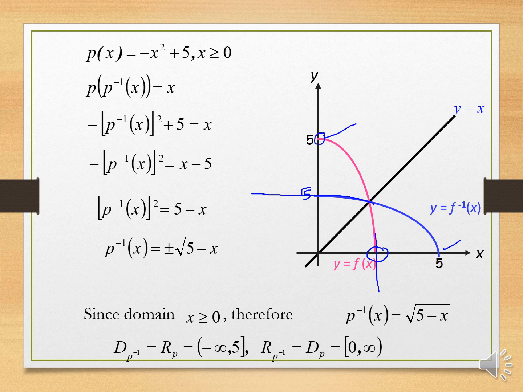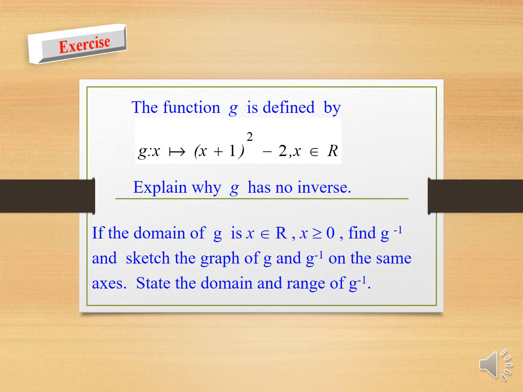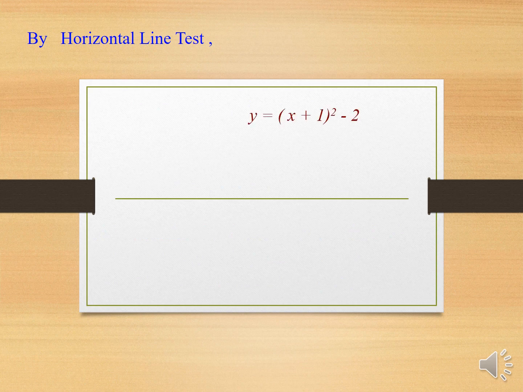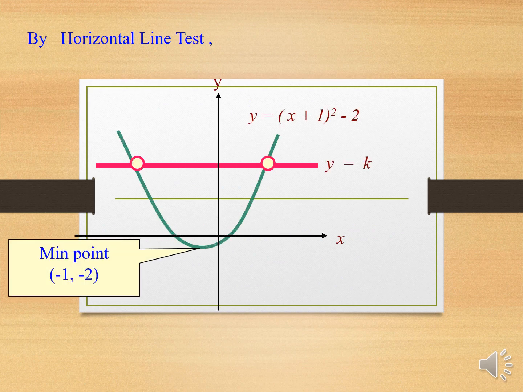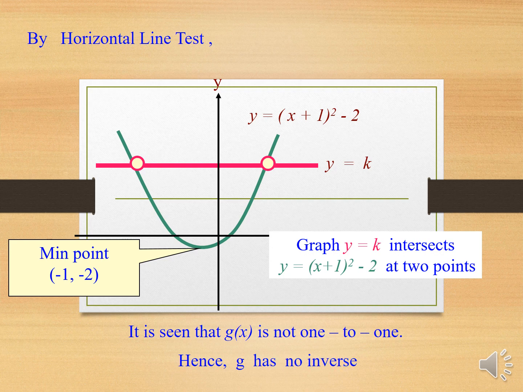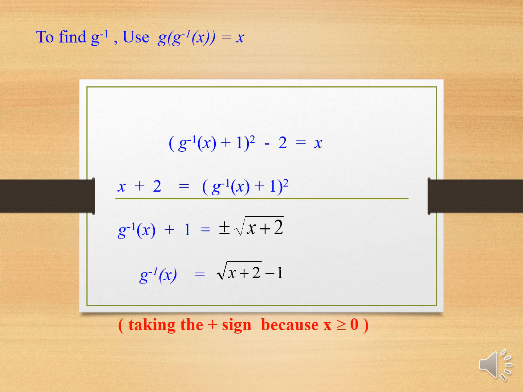Therefore, we can read off the domain of p inverse, which is here. It is from negative infinity to 5, and it is also the range of function p. And the range of p inverse is the domain of p, which is from 0 to positive infinity. We can do some more exercises. Take the final answer from this slide. End of 4.4.